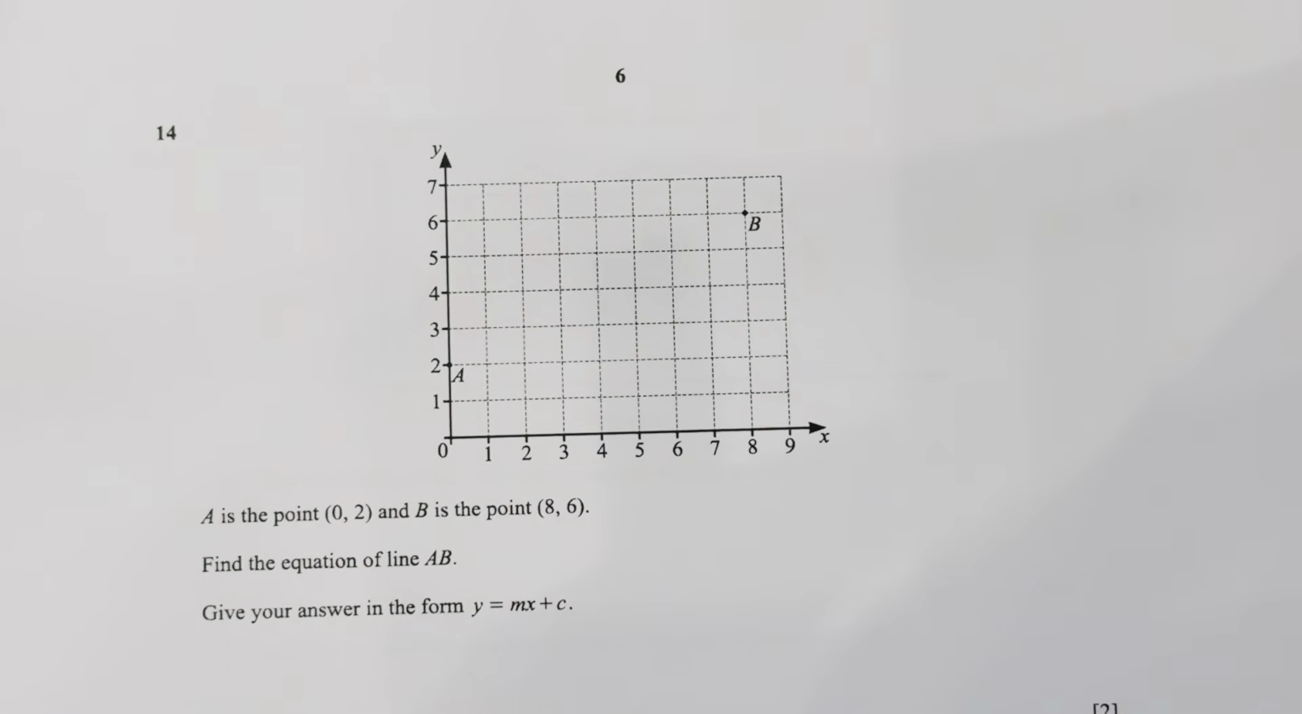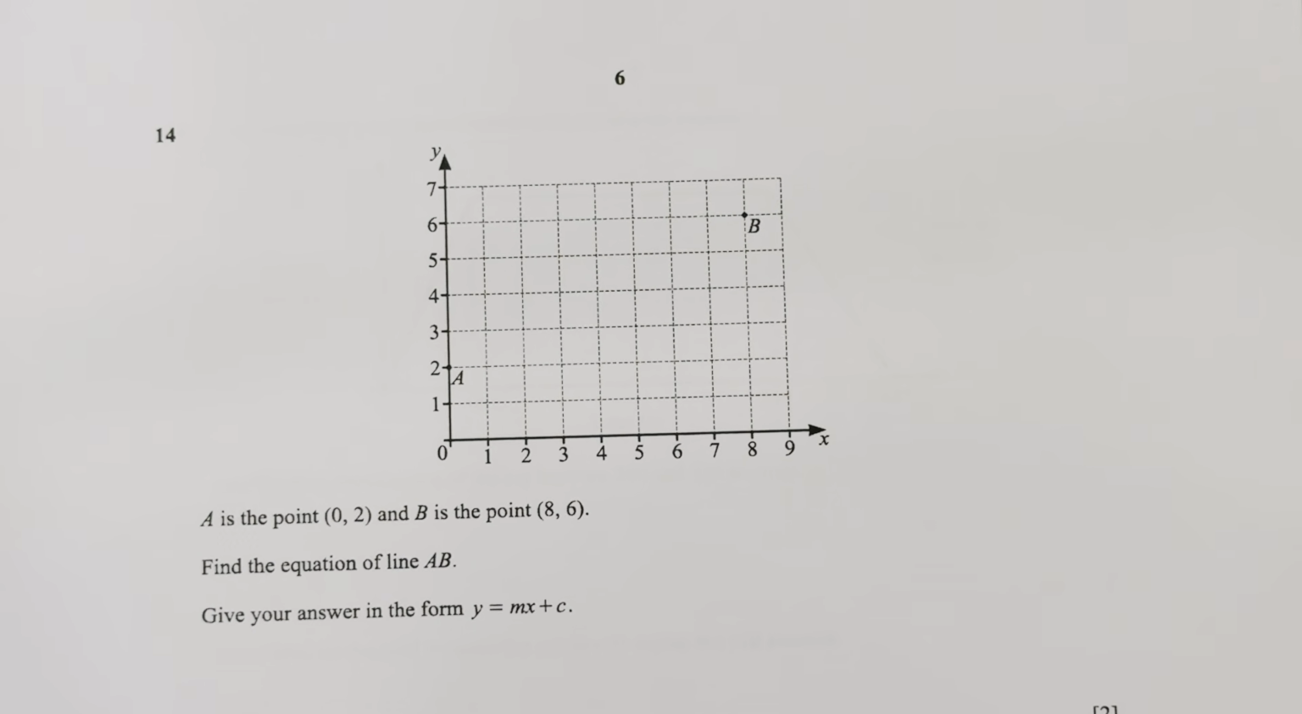Moving to question number 14. Question number 14 is from the topic of coordinate geometry. It says that point A is the point (0, 2) and B is the point (8, 6). Find the equation of the line AB. Give your answer in the form y is equal to mx plus c.